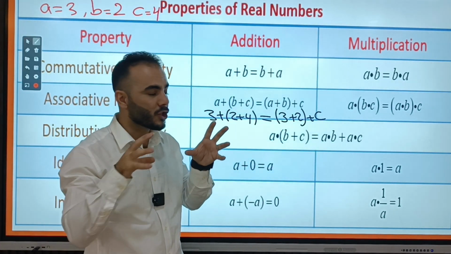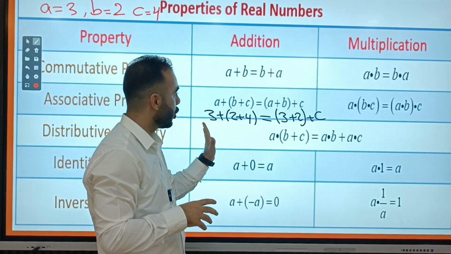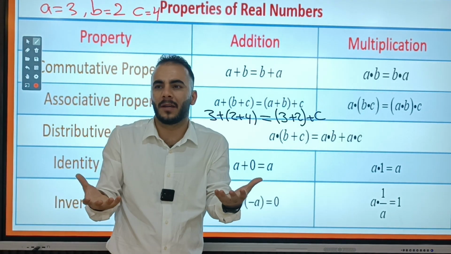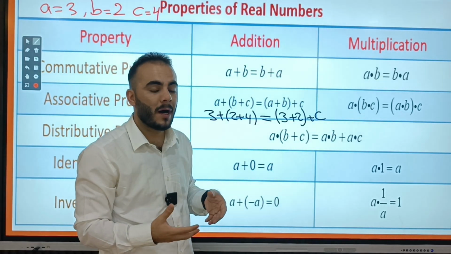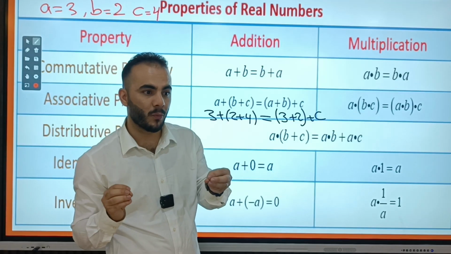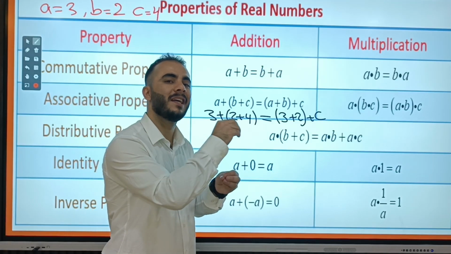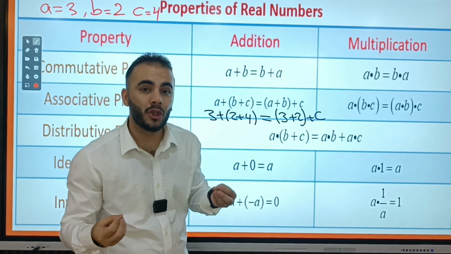So basically, the associative property says that if we add a number to a bracket, and this bracket can have more than one number, is it equal if we change the outside number with one inside the bracket? Will it make any change or not?